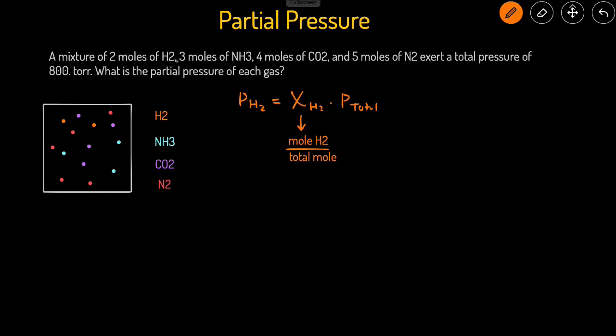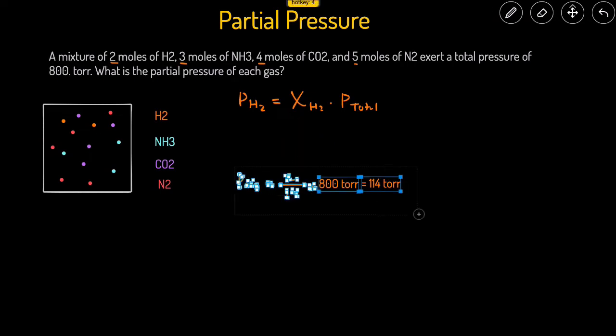We have 2 plus 3, that's 5, plus 4, which is 9, and then plus 5, which is 14. So we have 14 total moles. That means the pressure of H2 is going to equal the moles of H2, 2, divided by the total moles, which we just calculated to be 14, times the total pressure of 800 torr. So we'll just do 2 divided by 14 times 800 in the calculator, and that will give us 114 torr as the partial pressure of H2.